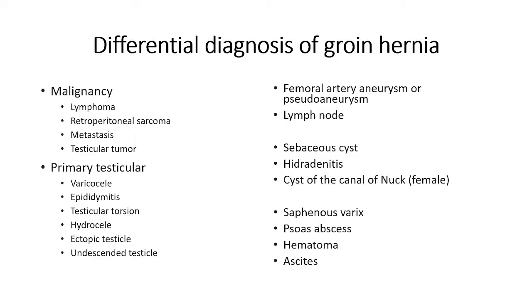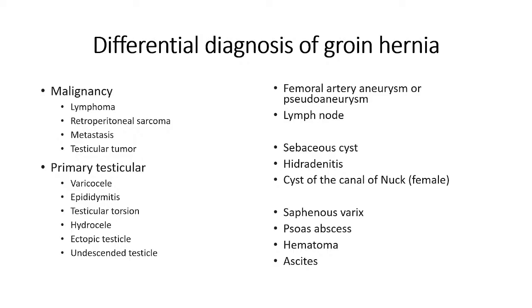What are the differential diagnoses for the hernia? Because any swelling over the inguinal area is not inguinal hernia by its own. There may be other causes for the swelling over the inguinal area, like testicular swellings, the more common being hydrocele, varicocele, epididymitis, torsion testis, any ectopic testis lying in the inguinal canal, or undescended testis.